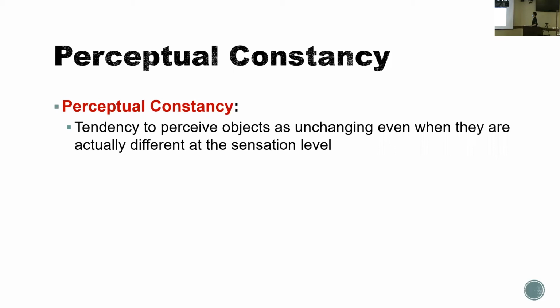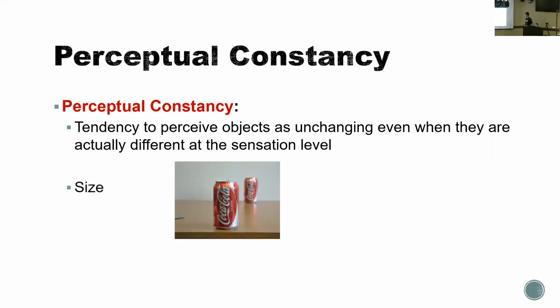Okay, perceptual constancy. This is our tendency to perceive objects as unchanging even when they are actually different at the sensation level. One example would be size. We know this can is the same size as the other can. So in our sensation, they are different. This one's larger than the other one, right?